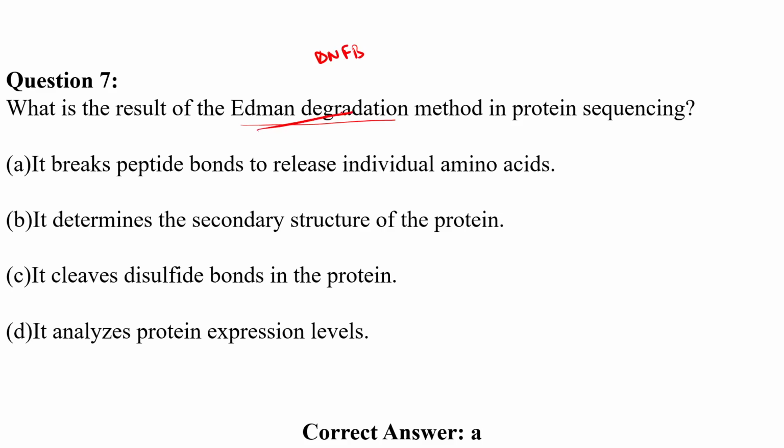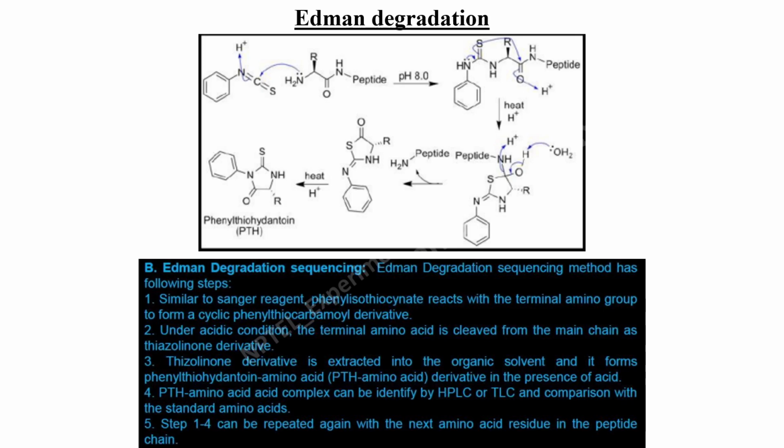This also reacts to the N-terminal amino acid. So the principle remains the same, just that in Edman degradation we are now using phenyl isothiocyanate. So this is phenyl isothiocyanate. Now, like DNFB was reacting with the N-terminus of the peptide, similarly phenyl isothiocyanate will react with the N-terminus of the peptide and form a cyclic compound.